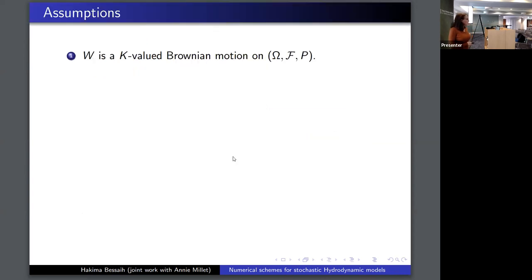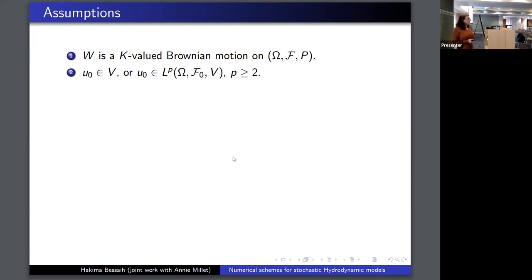Okay, so assumptions. Let me just show you the assumptions for the noise. W here is a K-valued Brownian motion, and K here is another Hilbert space. It's a nice one, it can be H1, for example.